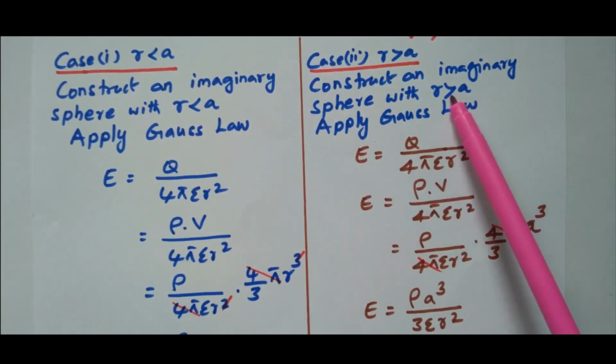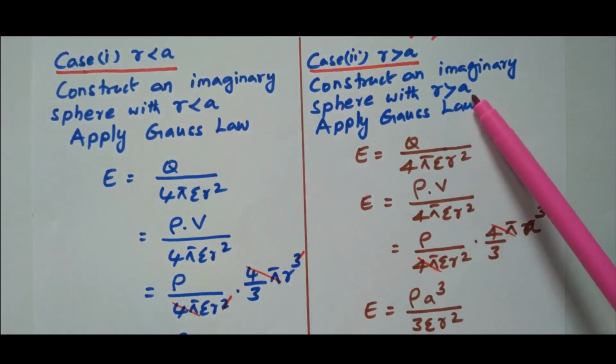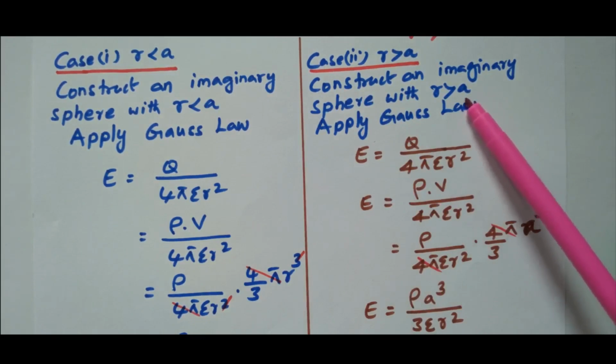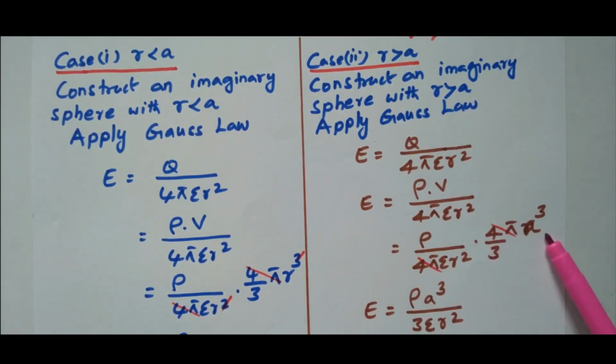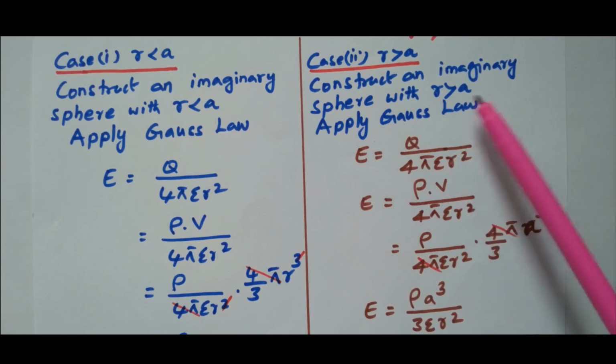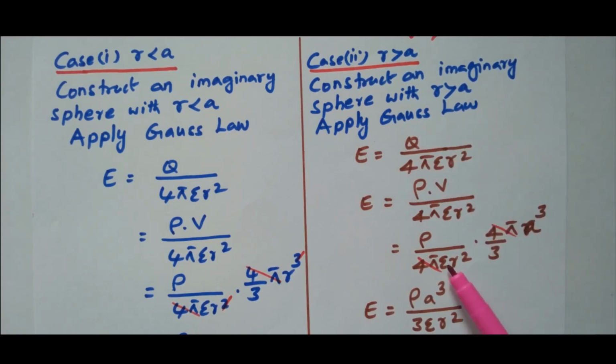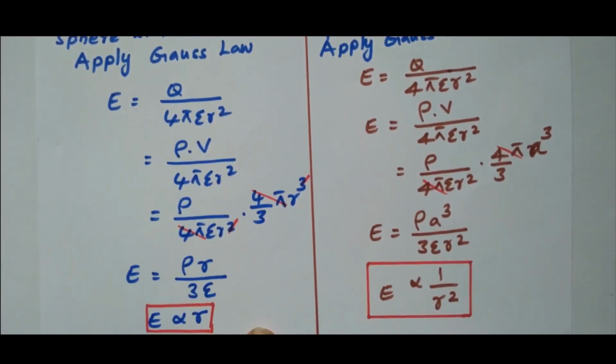But here R is greater, so we cannot do that. It will go up to infinite. So we can use only the known value A. A is the known value, so we are using 4 by 3 pi A cube. Previously we used 4 by 3 pi R cube, because there R was known from A, but here R may go up to infinite, so we are using A. So due to that, what will happen? The 4 pi got cancelled. So pi A cube divided by 3 epsilon R square. This R square did not get cancelled. We get rho A cube divided by 3 epsilon R square.